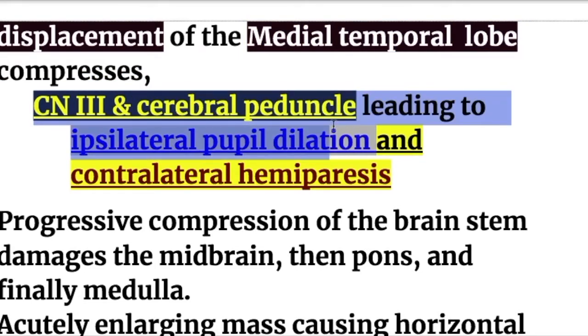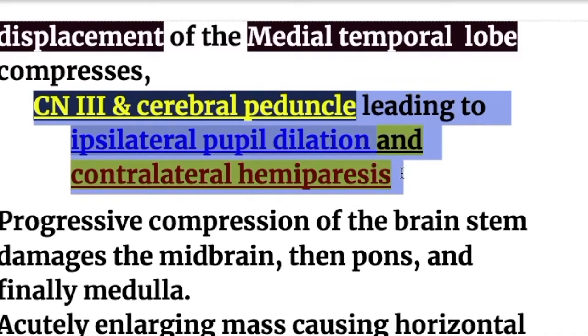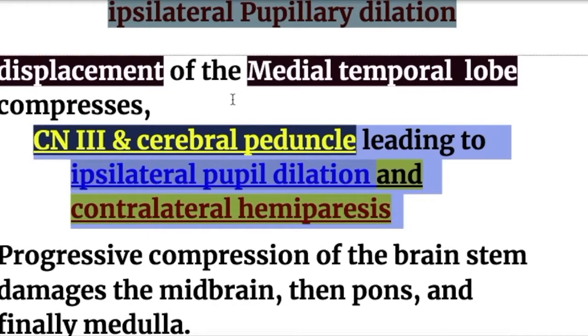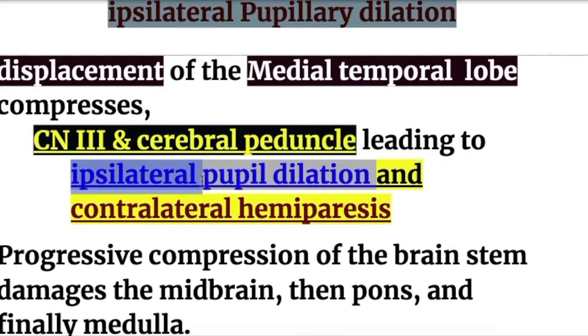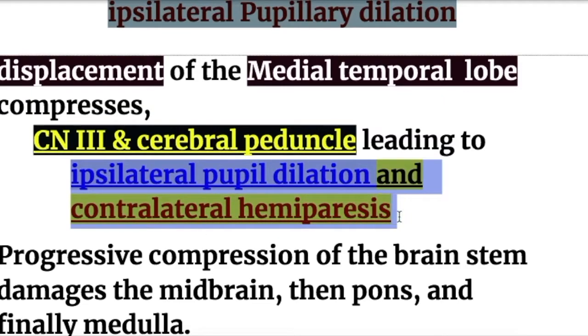Now, displacement of the medial temporal lobe compresses the oculomotor nerve and cerebral peduncles. That leads to ipsilateral pupillary dilatation and contralateral hemiparesis. We have discussed this in the midbrain syndromes and have separate videos, so please watch them for further details. So the medial temporal lobe compresses the third nerve and causes ipsilateral pupillary dilation and contralateral hemiparesis.